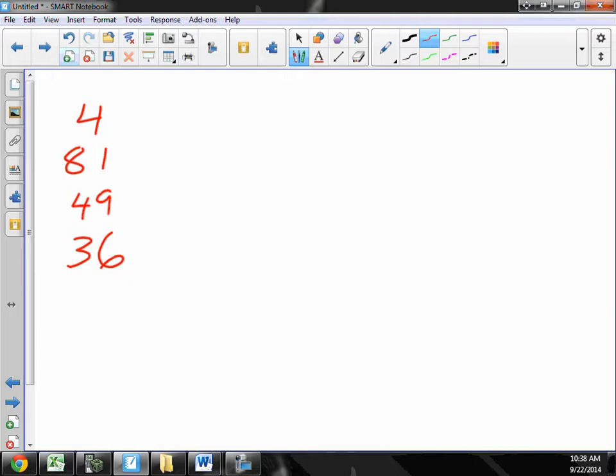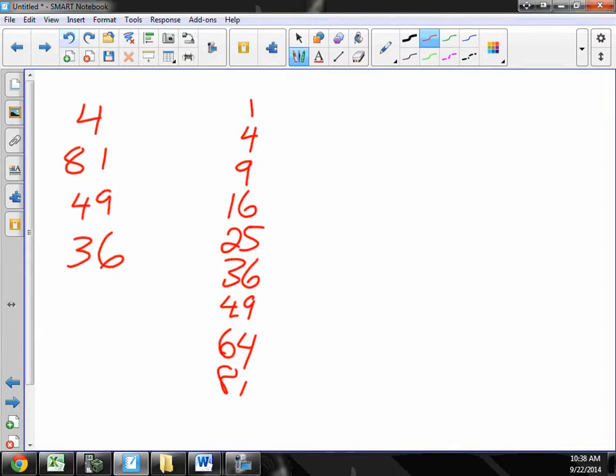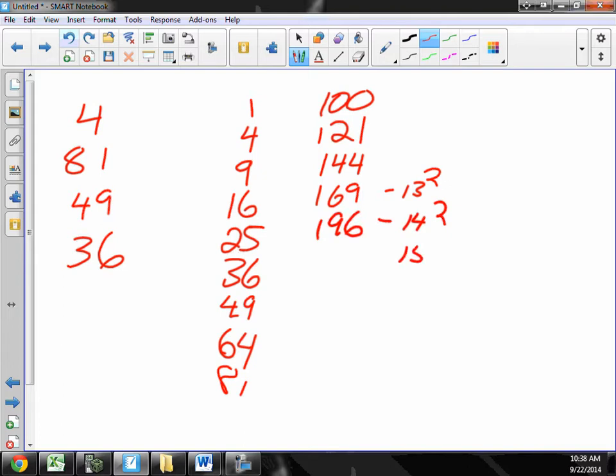So if we did 1 times 1, we'd get 1. 2 times 2 is 4, 9, 16, 25, 36, 49, 64, 81. Which one did I miss? 121. 12 squared is 144. 13 and 14 are really close. 169 and 196. So this is 13 squared and this is 14 squared. And 15 squared is 225. These are all of the perfect squares up to 15 squared.